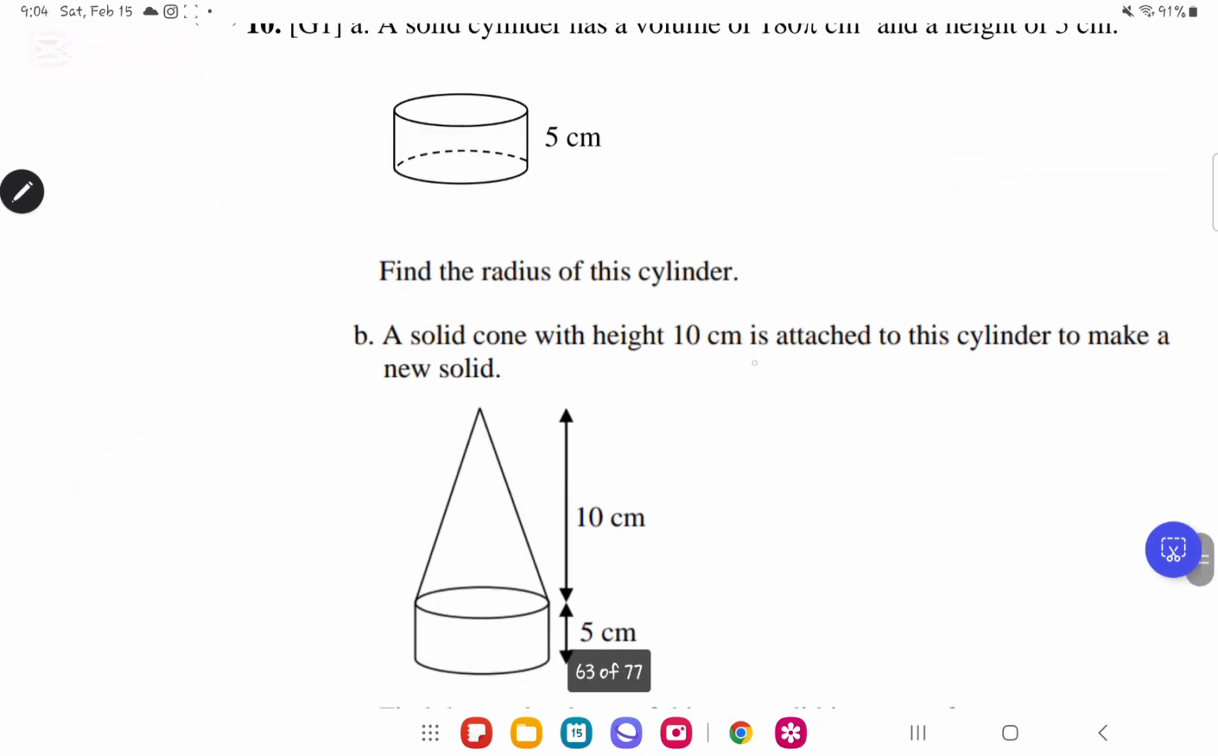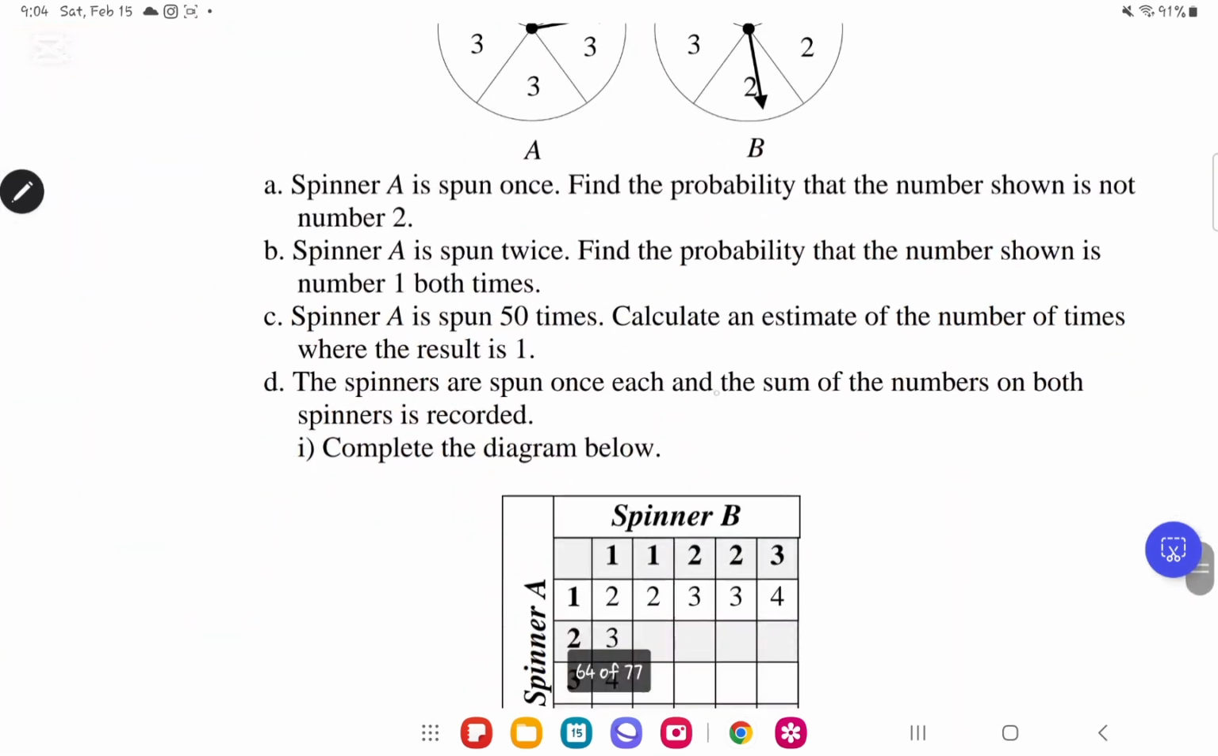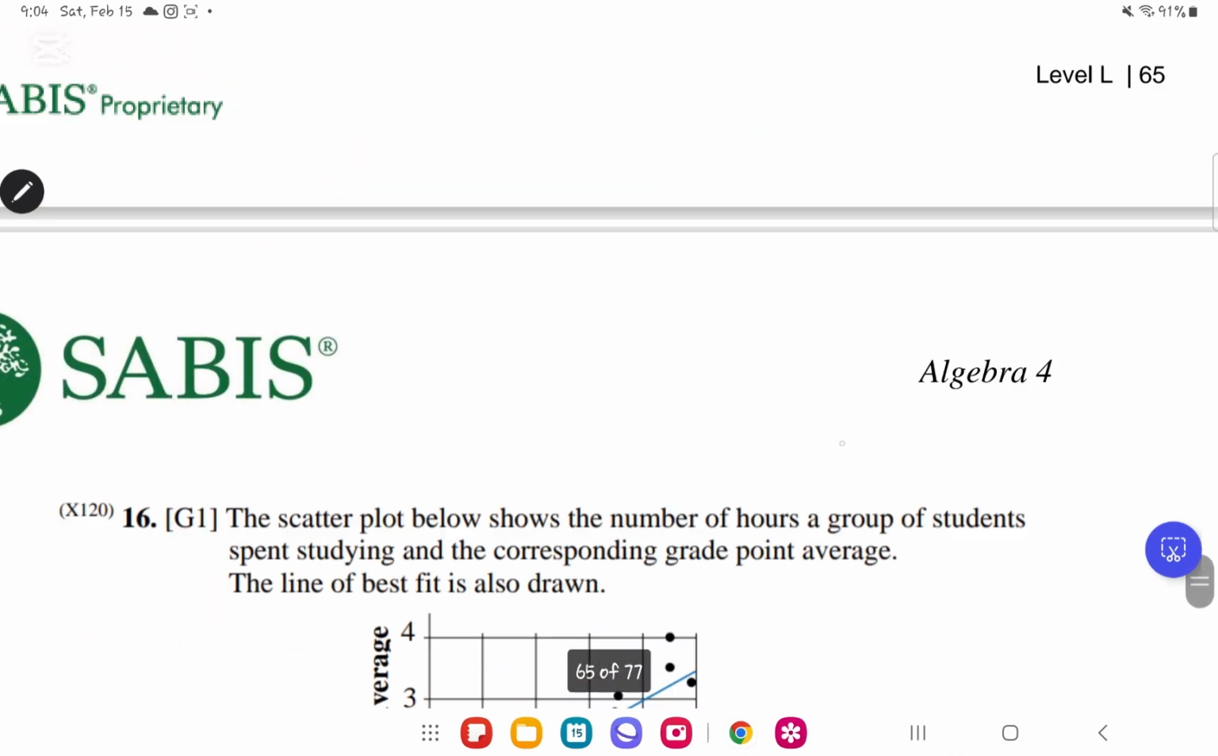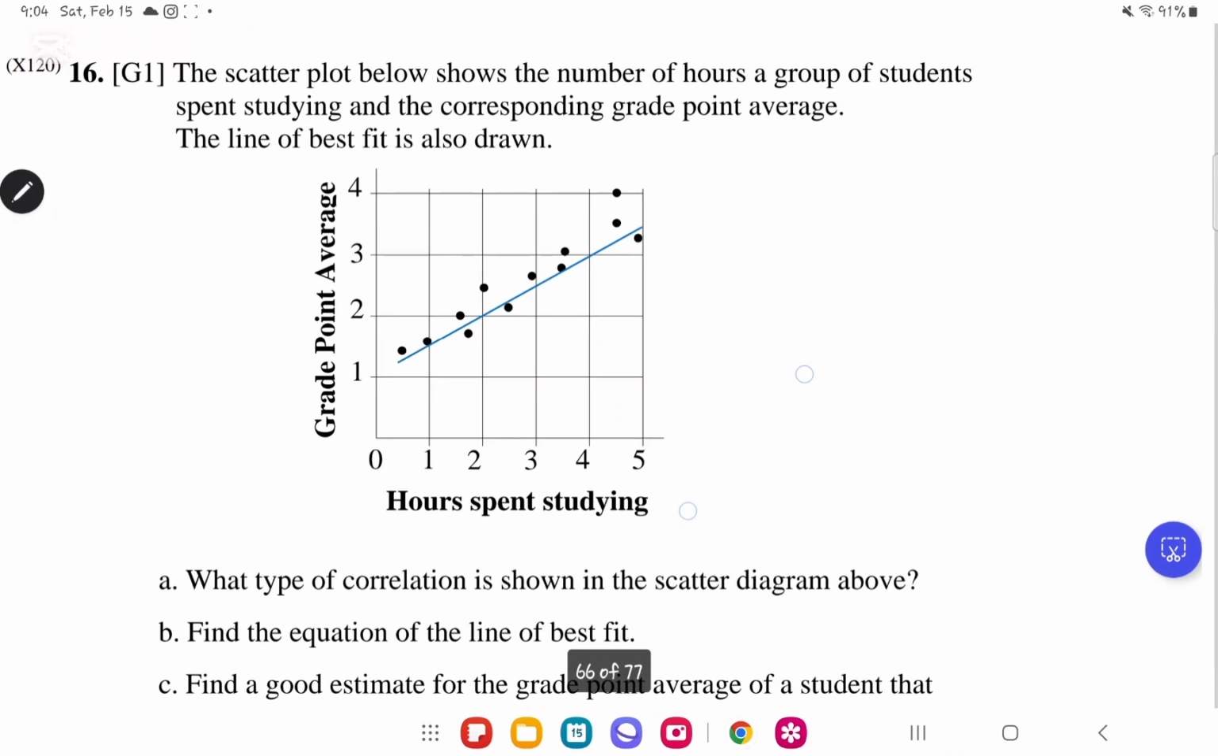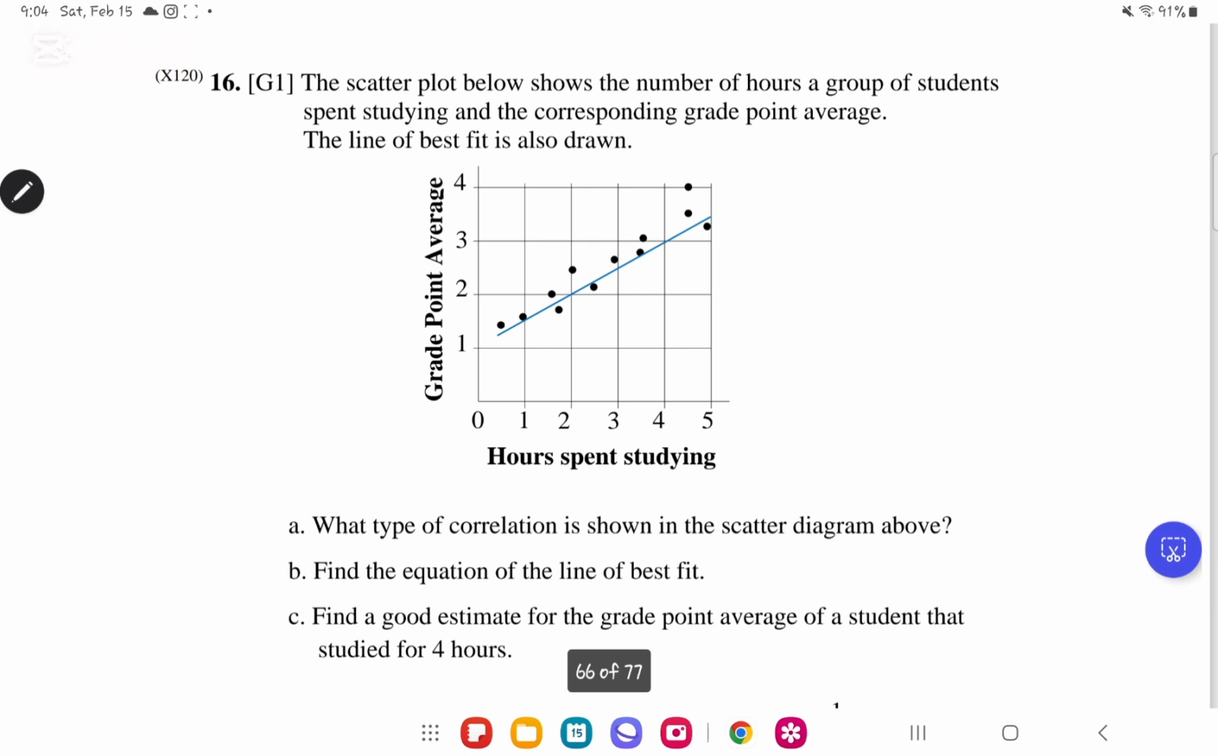We don't have 7, 8, 9, 10, 11, 12, 13, 14, 15. We move on to question number 16. The scatter plot below shows the number of hours a group of students spent studying and the corresponding grade point average. The line of best fit is also drawn. What type of correlation is shown in the scatter diagram above? This is very obvious. It's a positive, a linear positive.